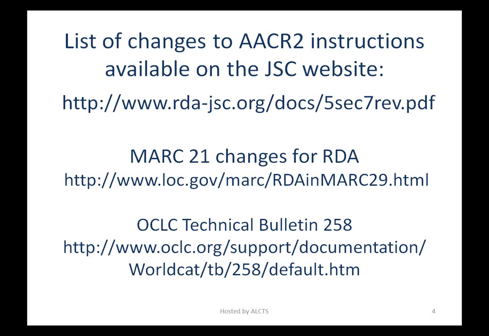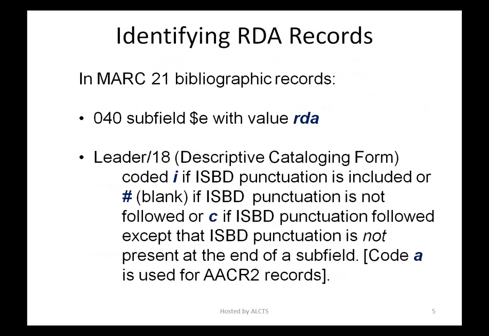Just a little bit about identifying RDA records. The RDA test is now over, and the records that were produced during it are available for viewing. You can go to the RDA test website to view them. If we're talking about MARC 21 bibliographic records, you can identify RDA records by the presence in the 040 subfield e of the value rda. Subfield e is the descriptive cataloging code that's being used.